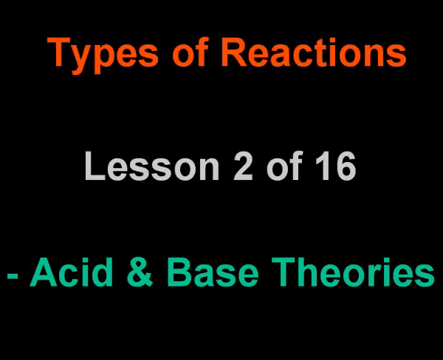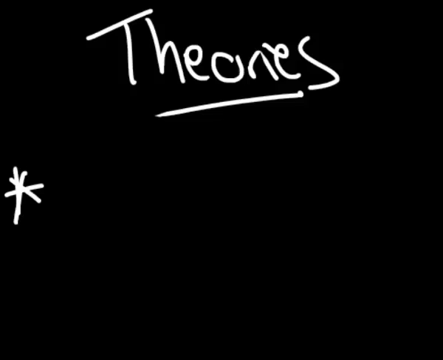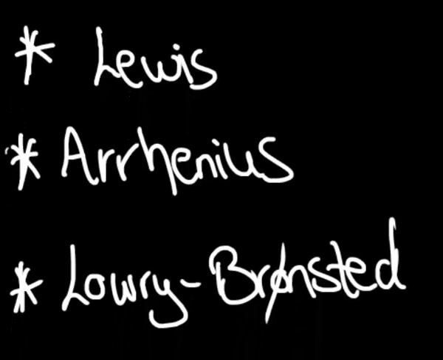Welcome to our second lesson of types of reactions. We're going to take a look today at the different acid and base theories. The theories under discussion today are those of Lewis, Arrhenius and Lowry-Bronsted. Each one of these defined an acid and a base differently, and we'll look in detail at how these definitions and theories would differ from each other.